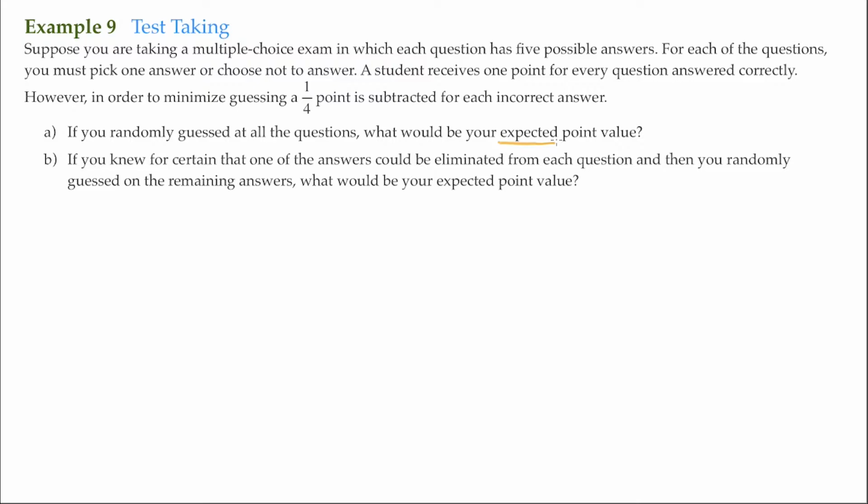So suppose you are taking a multiple choice exam in which each question has 5 possible answers. For each of the questions, you must pick one answer or choose not to answer. A student receives 1 point, we have that right here, for every correct answer, and a deduction of 1/4 point for every incorrect answer. So then for A, I'll put it right here. We're talking about points, right? So I'm just going to put in points right here. And then, of course, there's going to be the probability of making those points. So I'll put the probability of the points.